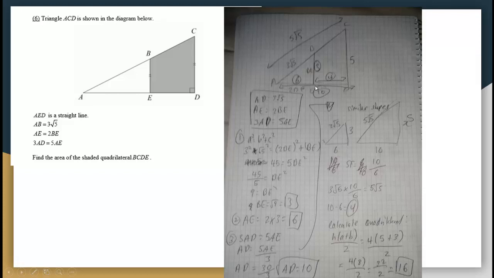To work out this bit here, E to D, would be 10 minus 6, because we know this is 6, and the whole side here is 10, and we only need these sides to work out, because we could just use the formula a plus b divided by 2 times h to work out the area of the quadrilateral. So we substitute in our values, and you should get 16 as your answer for the area.